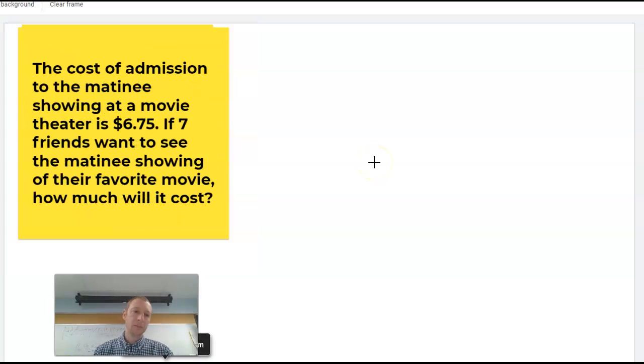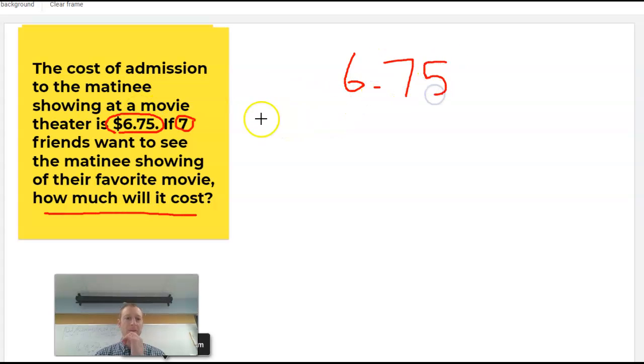Okay, here's another problem or question. The cost of admission to the matinee show, so a matinee is a movie that you see during the day, right? The cost of admission to the matinee showing at a movie theater is $6.75. If 7 friends want to see the matinee showing of their favorite movie, how much will it cost? So what are we doing here? Well, let's see. We want to know how much it'll cost, right? And we know that one movie ticket, the cost of admission, is $6.75.